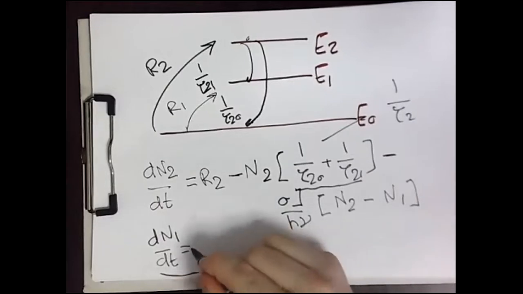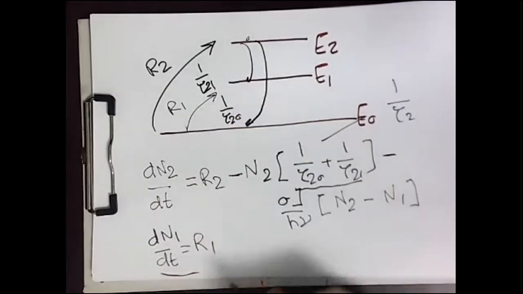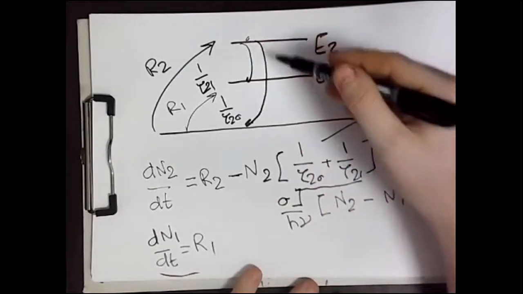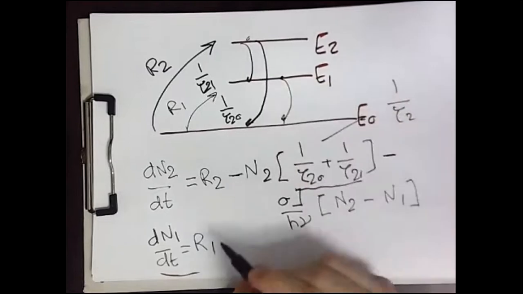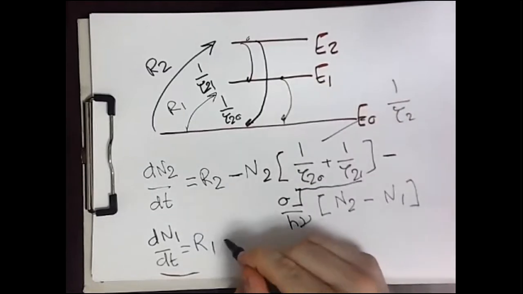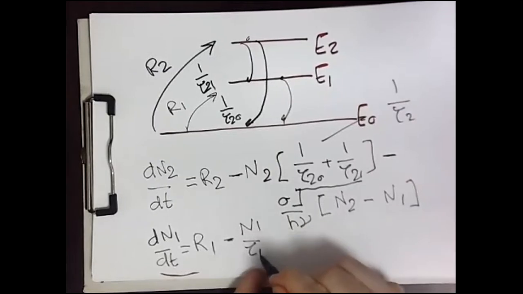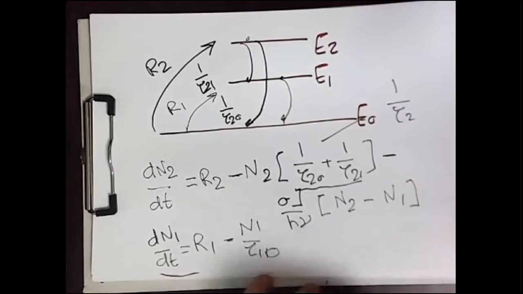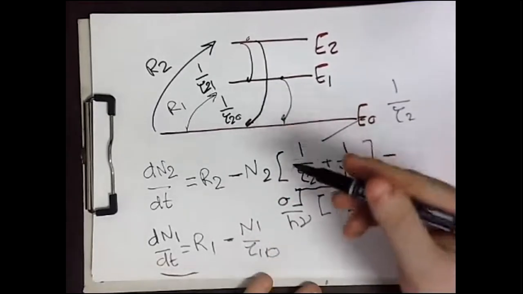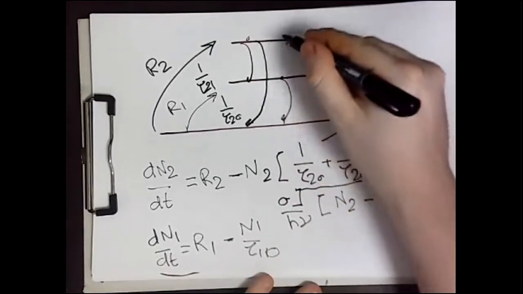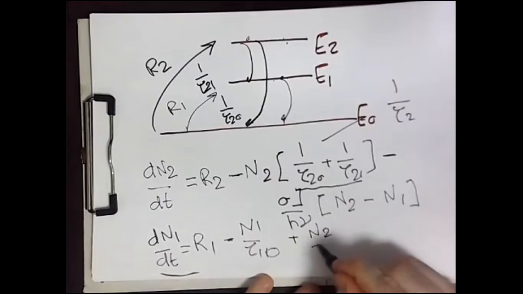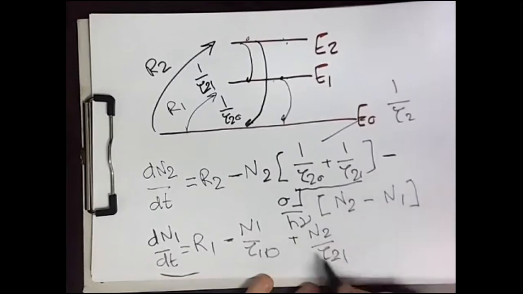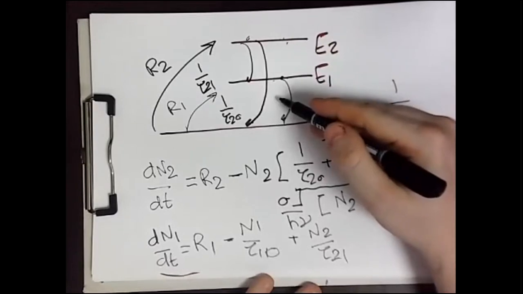dN1 by dt equals R1, which is the injection. Then what are the other processes? You again have a spontaneous emission which can occur from E1 to E0, so you have minus N1 over tau 1 0. And also you have a spontaneous emission that occurs from E2 to E1, but this will add to E1, not subtract. So plus N2 over tau 2 1. This is a spontaneous emission, but it will add positively to N1.